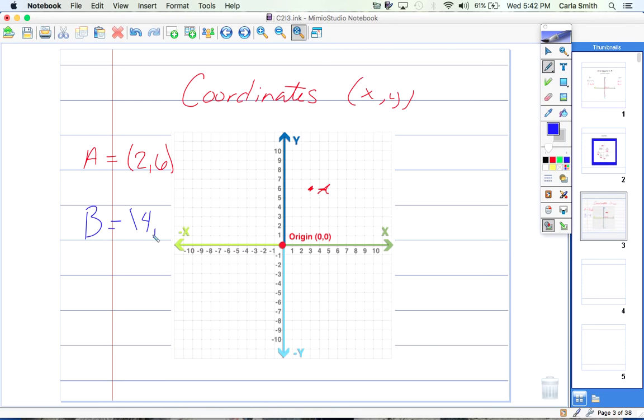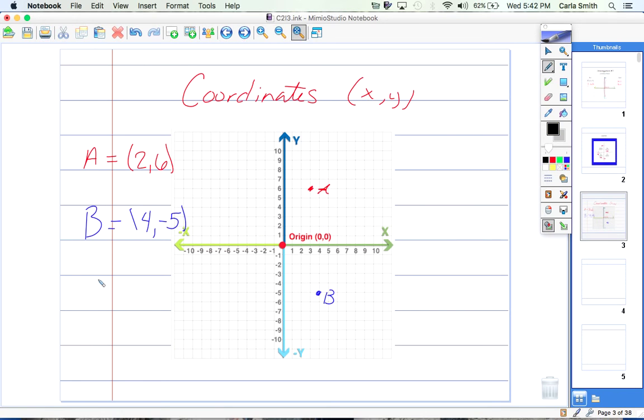Coordinate B, let's say, is 4, negative 5. So again, we're going to go to the right 4. 1, 2, 3, 4. But this time our y value is negative, so I'm going to go down 5. 1, 2, 3, 4, 5. And that's going to be coordinate B.